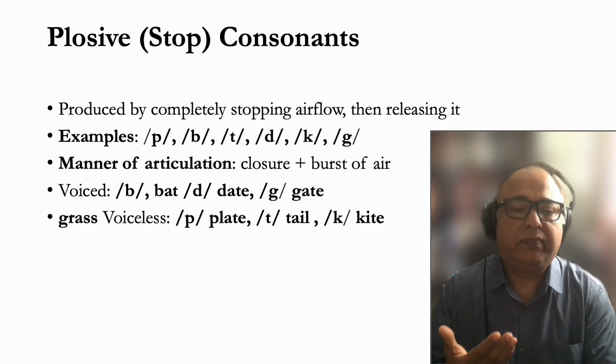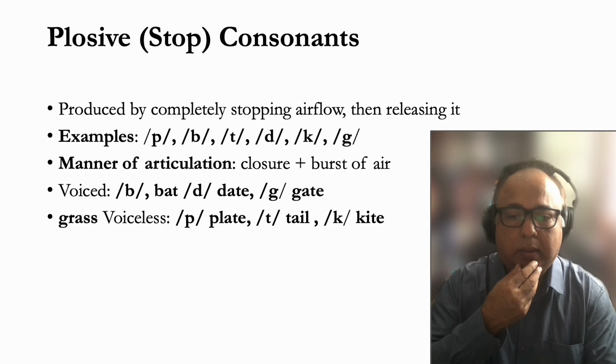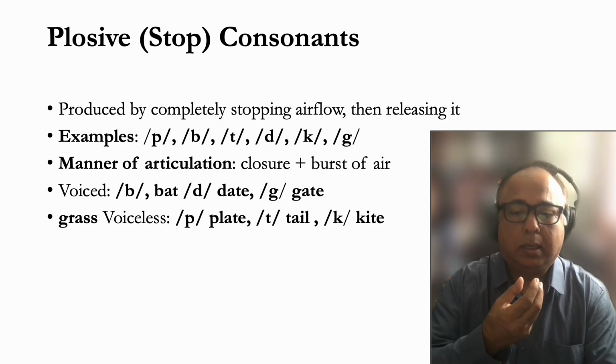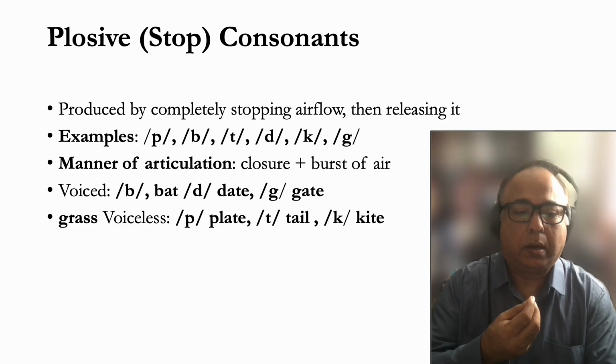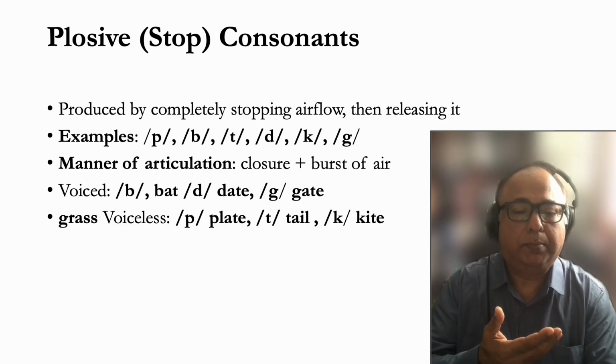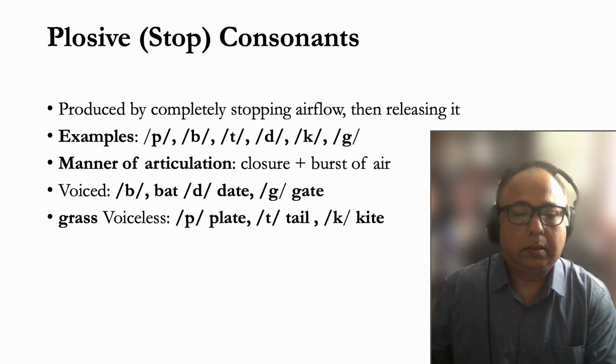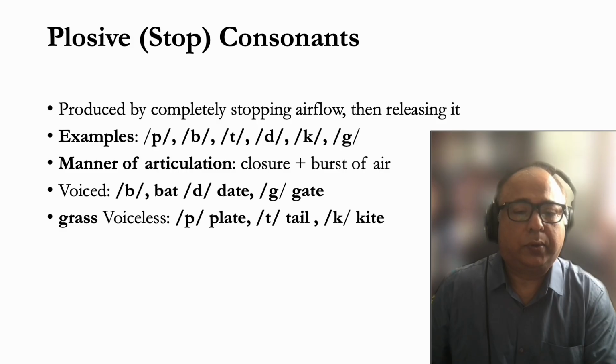There's no airflow coming out of your mouth when you produce a voiced consonant. So the manner of articulation for the plosive consonants, this is how we pronounce them. A complete closure before you let out a burst of air. Voiced consonants are b as in bat, d as in date, and g as in gate. Voiceless consonants are p as in plate, t as in tail, k as in kite.